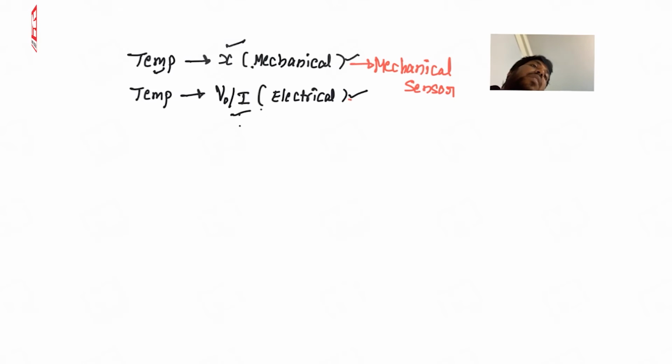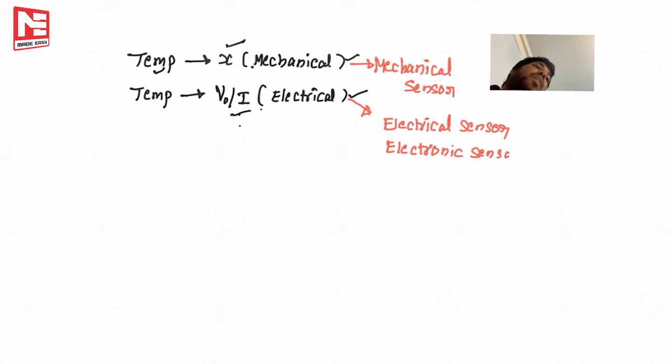So now these kind of sensors, again, they are classified into two different types. Either these are clubbed into electrical sensors, or these are also clubbed into electronic sensors. Now you need to know very clearly what is the difference between electrical sensor and electronic sensor. The major difference is very simple actually.